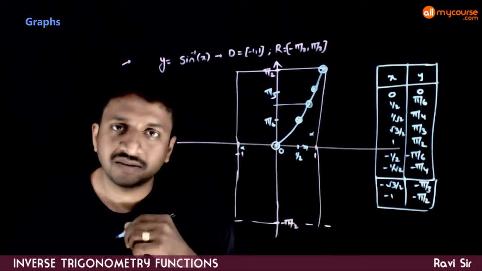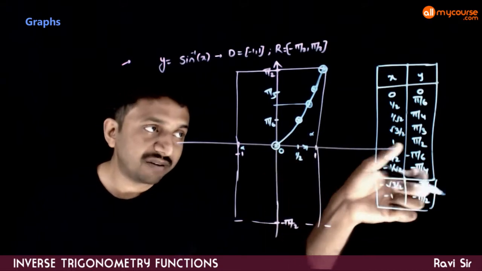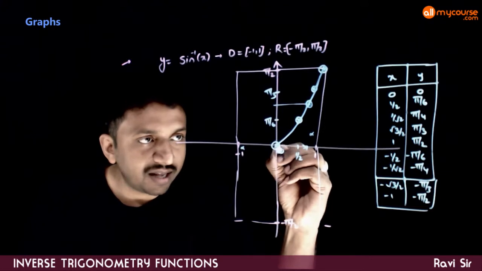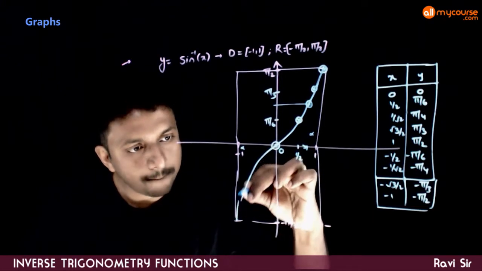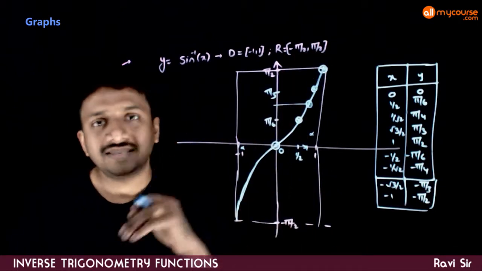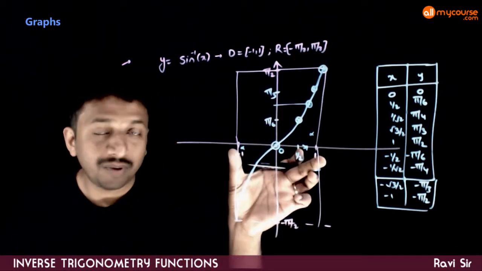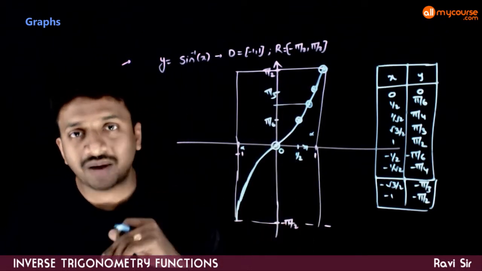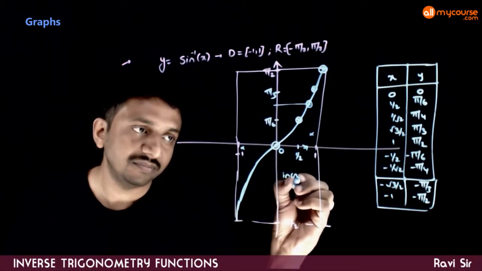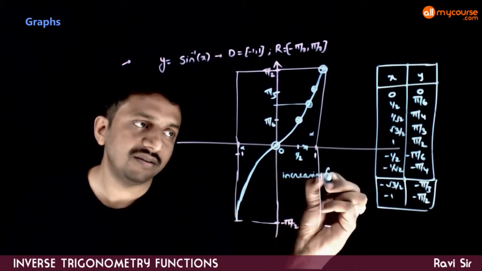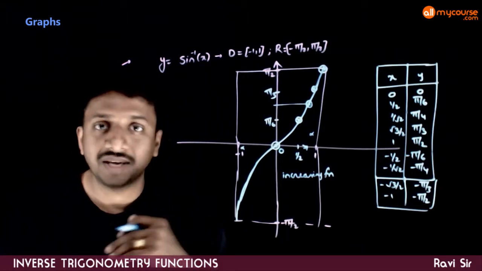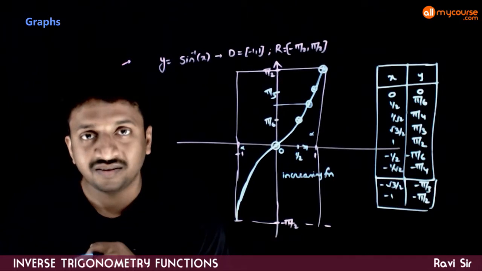So if you draw the graph, it looks like this. And you get a similar graph corresponding to these values in this part. So you get a graph like this. This is how the graph of sine inverse x looks. The domain is -1 to 1 and the range is -π/2 to π/2. It is an increasing function. Sin x is an increasing function, and sin inverse x is also an increasing function.